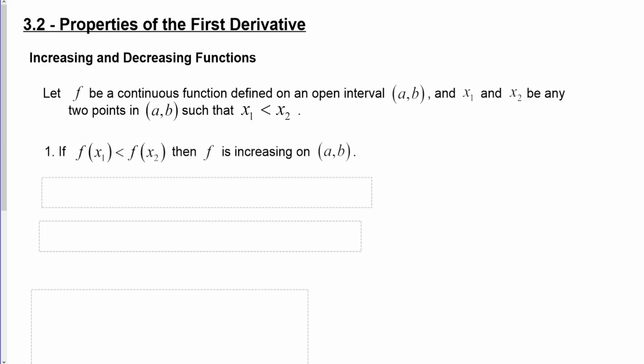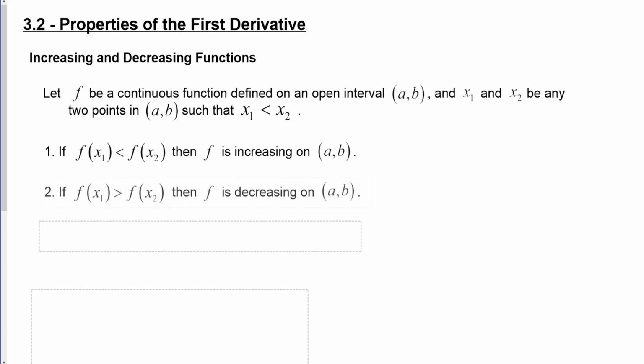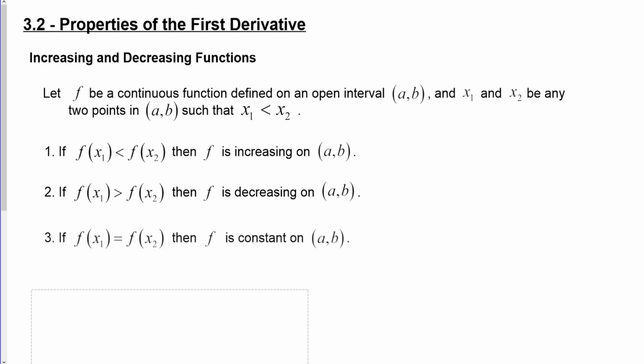So if the function evaluated at the first x value is less than the function evaluated at the second x value, then f is increasing on the interval from a to b. And if f of x1 is greater than f of x2, so if the function evaluated at the first point is larger than the function evaluated at the second point, then f of x is decreasing on that interval. And lastly, if these two values agree with one another, then the function is constant on that interval.